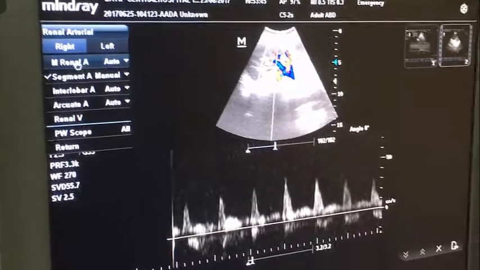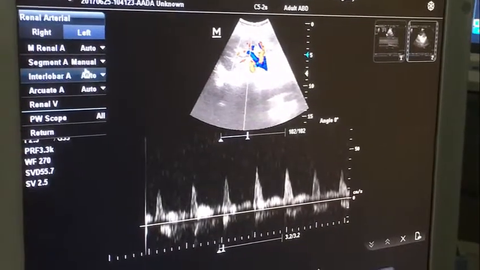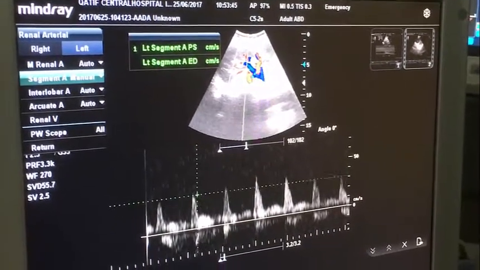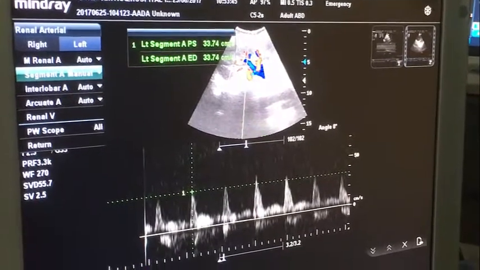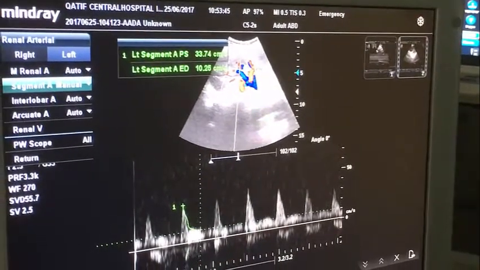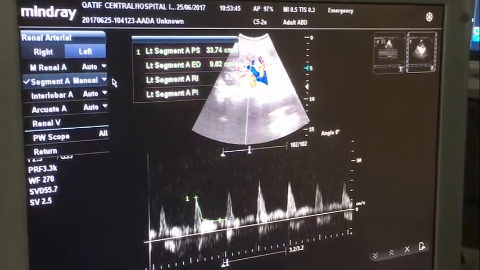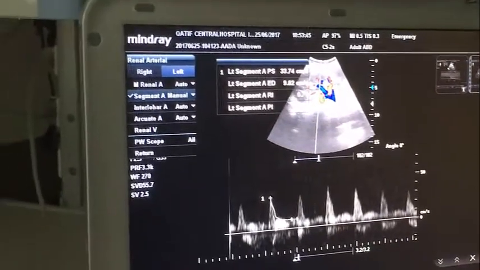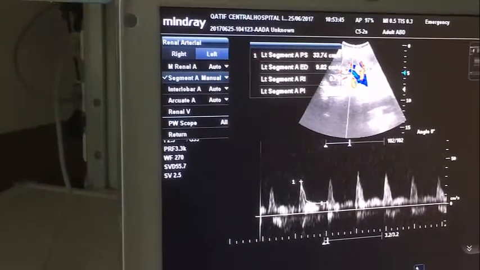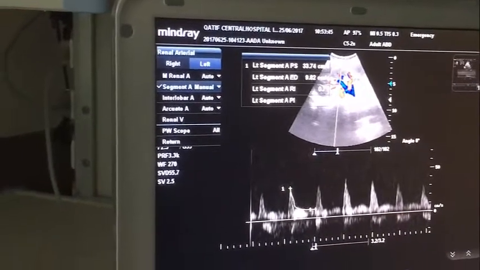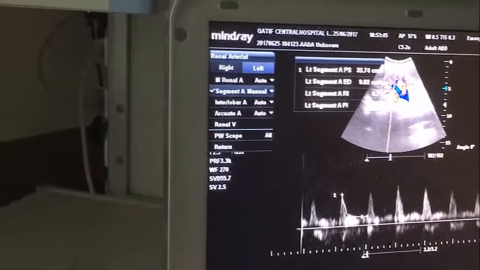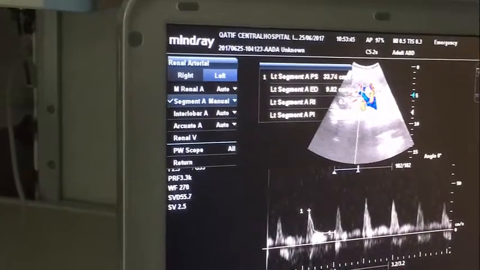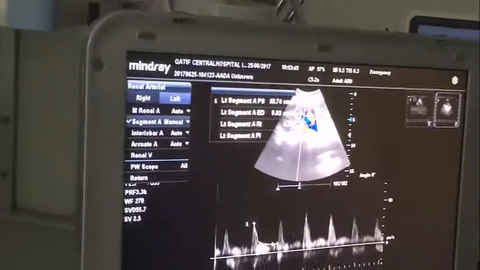Okay, I will measure it now. This is the resistive index, still on the left side. This is the interlobar artery. I will use manual. I will take the maximum velocity and the end-diastolic velocity, and the machine gives 0.71. More than 0.75 means severe hypoperfusion. 0.7 and below is normal. In this patient, 0.71 to 0.74, there is some limitation in the perfusion. We can consider that, but let us look for another vascular bed.